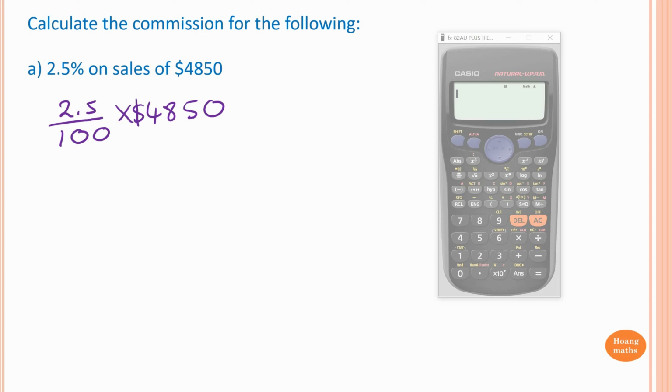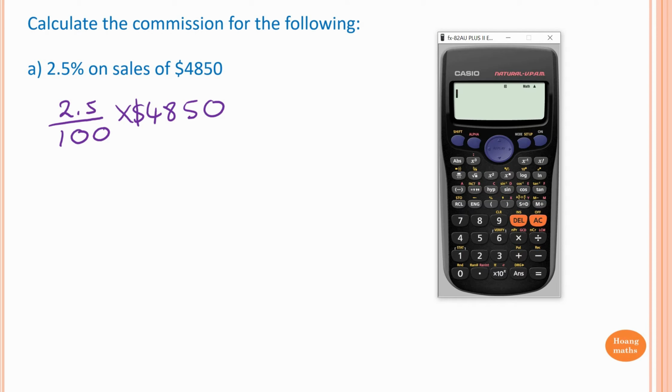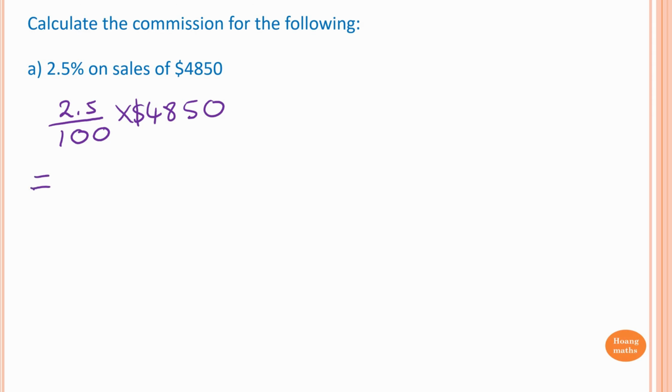Now just put it in a calculator: 2.5 divided by 100 times 4,850. That gives $121.25. There you go.